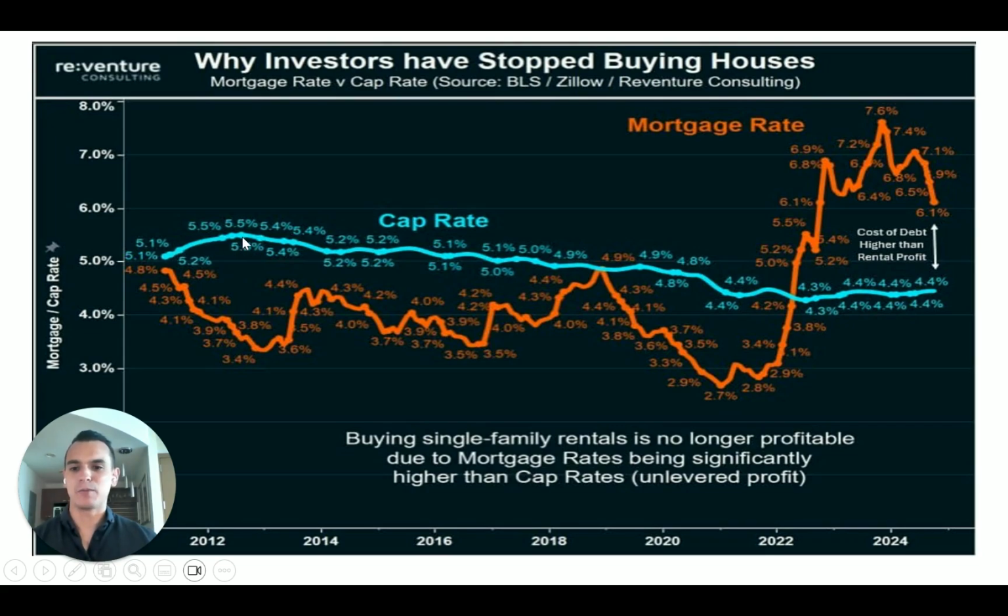So if you have a property that is making you, call it 5.5% on a $1 million property, that would be $55,000 a year. This orange line is effectively your cost of the debt, the mortgage. So this is the interest payments you're paying. So again, using the $1 million property example, around that point is around 3.7%.